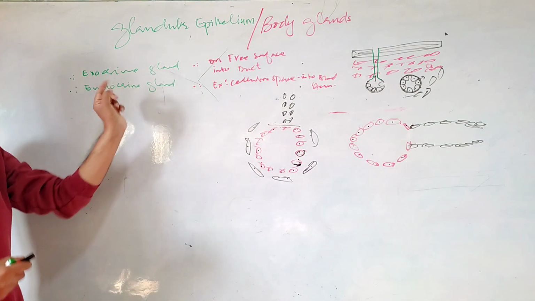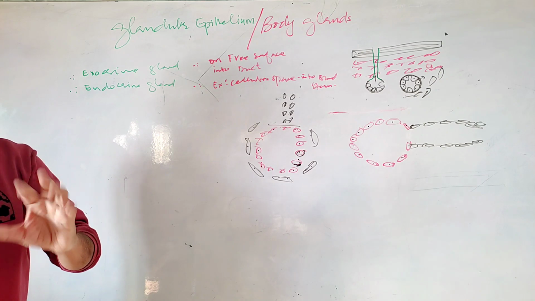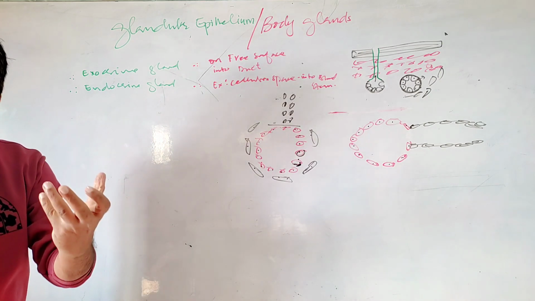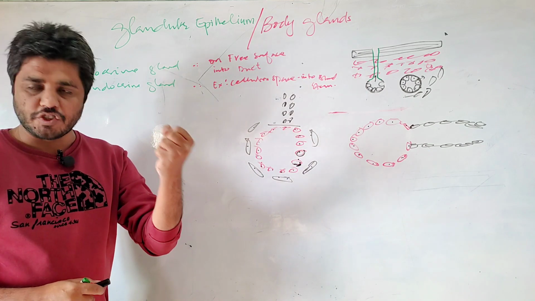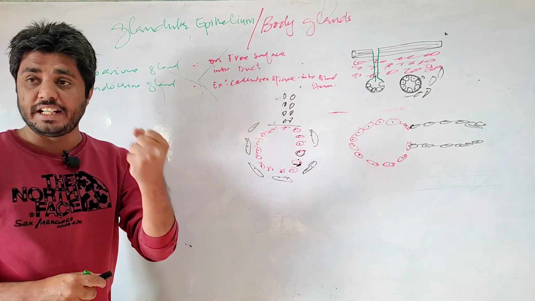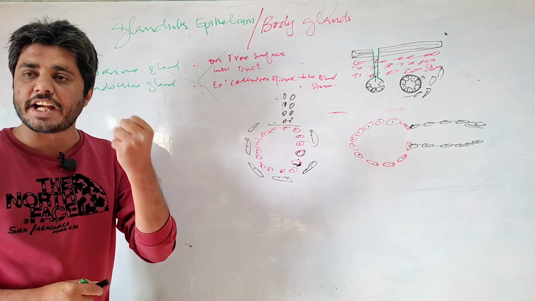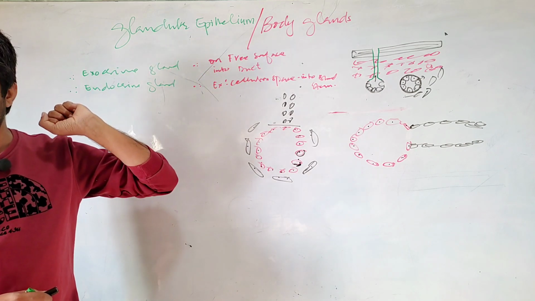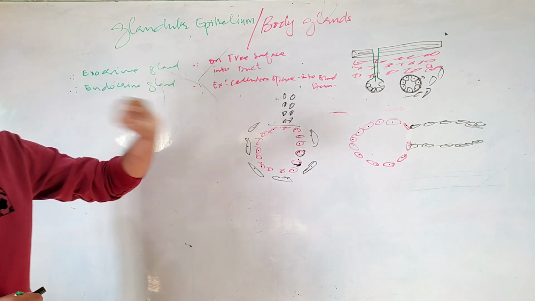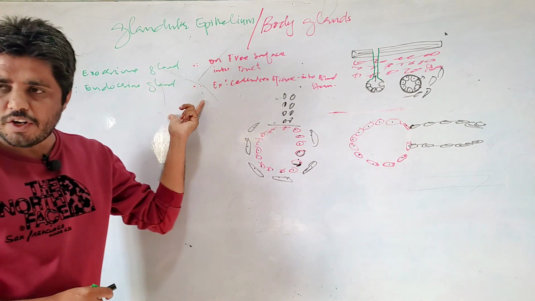Listen again carefully. Both exocrine and endocrine glands are actually epithelial in nature. They are specialized epithelial cells, especially the parenchyma of the glands. The adenomere is the part of a gland which produces some secretion. The secretory cells are epithelial in nature. So we have two types: one is exocrine and the other is endocrine.